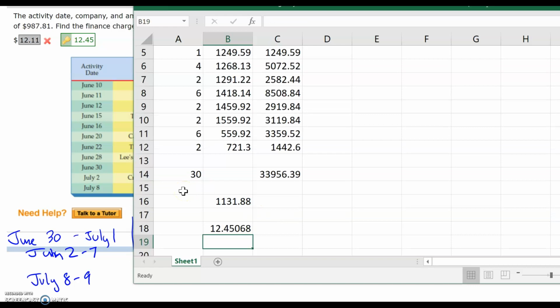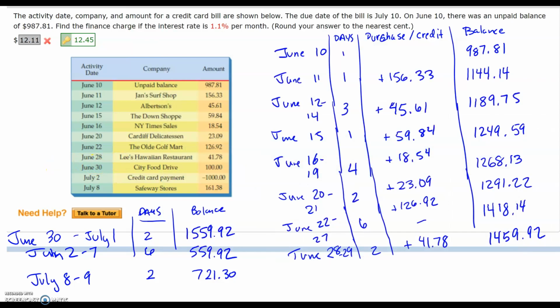So it's $12.45 rounded to the nearest cent. And you can see here on the display, 12.45 is the correct answer. So that's a little tricky, but that's how you do it. I hope that helped. That was number 4, I believe, chapter 11, section 3, number 4.